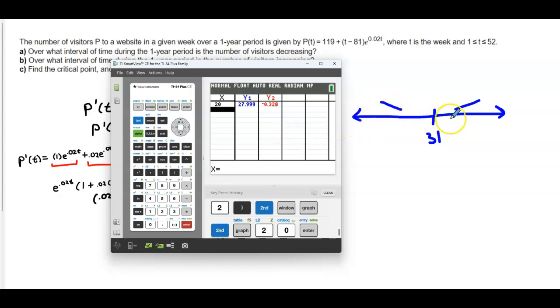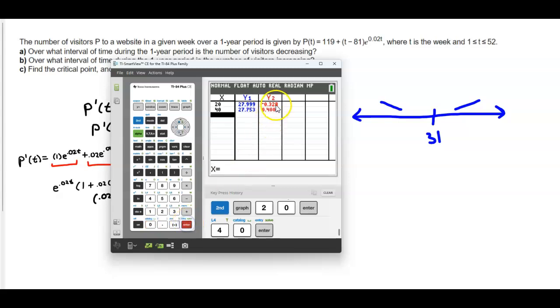If we pick a value that's larger than 31 on this interval here from 1 to 52, we'll use, let's say, positive 40. We have a positive y2. Our derivative is positive here, which corresponds to that upward trend in the function. So we have at t equals 31, since the derivative is 0 here, a relative minimum value. So the function reaches a minimum at 31.